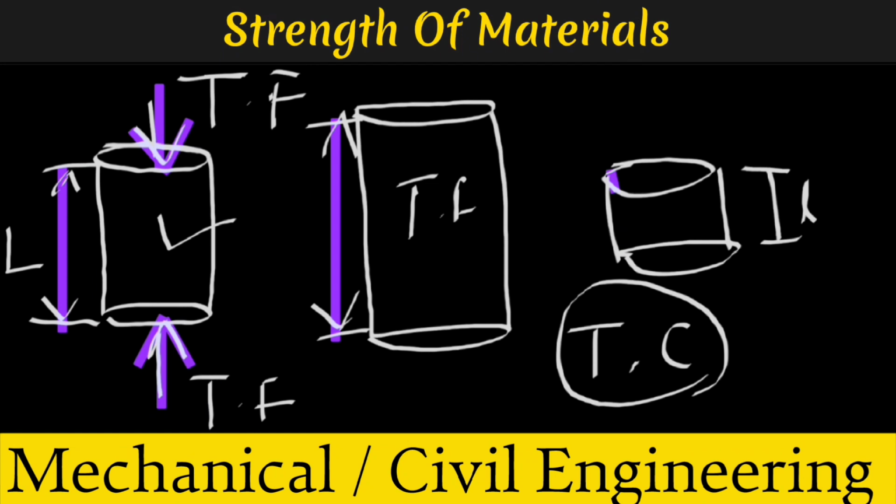Always remember, a force acting on a body in tensile or compressive nature is always perpendicular to the cross section. You can see this is the cross-sectional area, and here the force is perpendicular, which means the angle is 90 degrees. Always, pull and push force is at 90 degrees. That means the load is always perpendicular to the cross-sectional area.